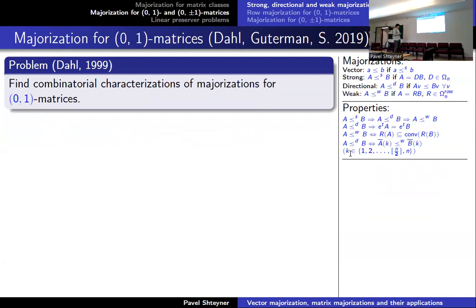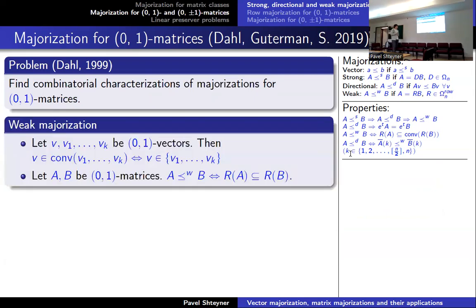Let's go back to majorizations of matrices and some natural problems. This question was posed by Dahl in 1999. What are complementary characterizations of majorization for 0-1 matrices? Can we say something more than just the definition? And we look at this again for weak majorization.